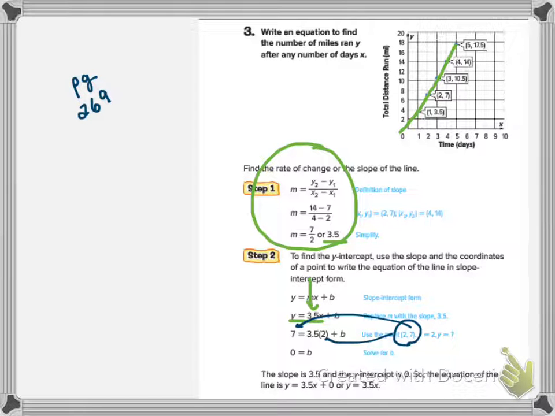Now, they're not showing the work for solving that equation, so let's just put that over here. So we have here 7 equals 3.5 times 2 plus b. And again, that 2 and 7 are just coming from the ordered pair on the graph. You can pick any ordered pair and plug it in. And then solving, we can do this multiplication, and that gives us 7 plus b. And then to get b by itself, we're subtracting 7. And we get that b is equal to 0. And that's how they're concluding what the y-intercept is.